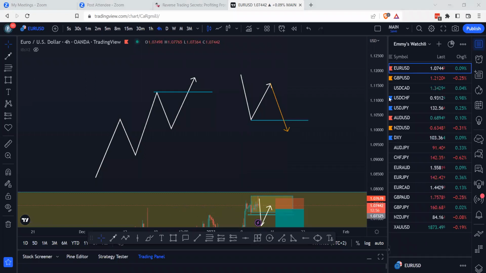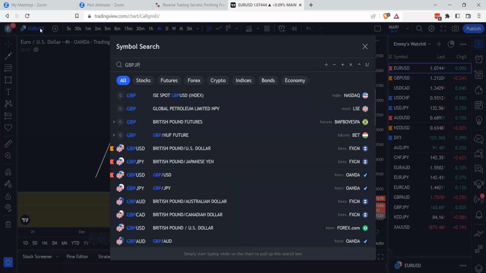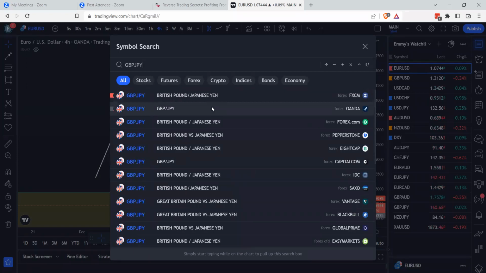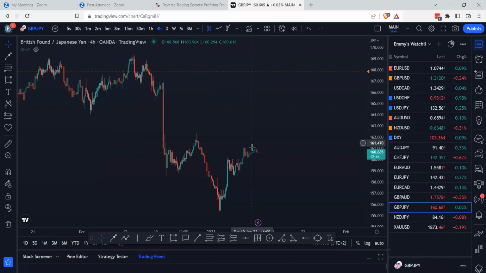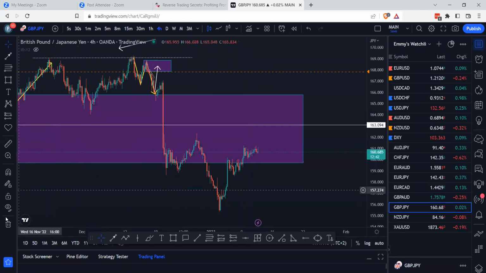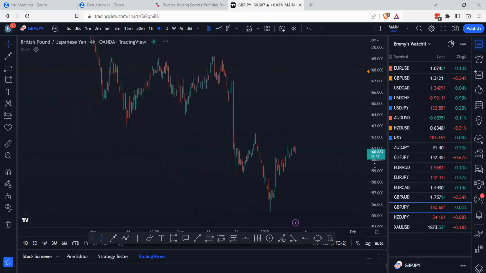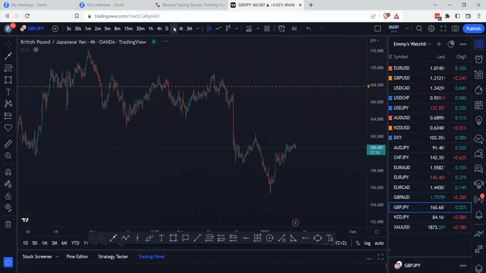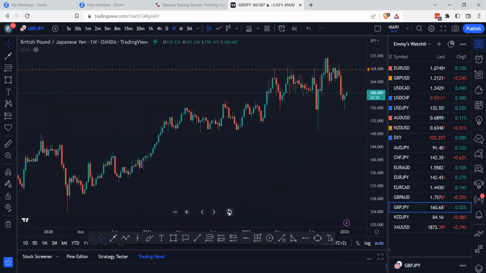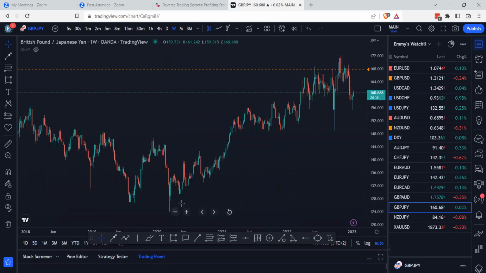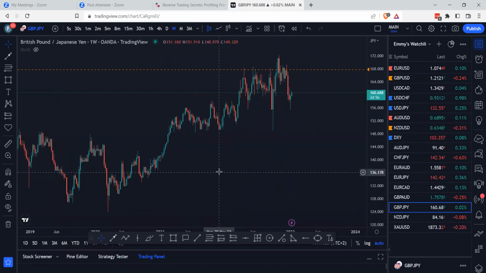All right, awesome. So we're going to check our GBP JPY. All right, so we want to start from the higher time frame, like the weekly time frame. So what is going on the weekly time frame? Very, very simple. Now, as you can see on the weekly, we can see price is in.